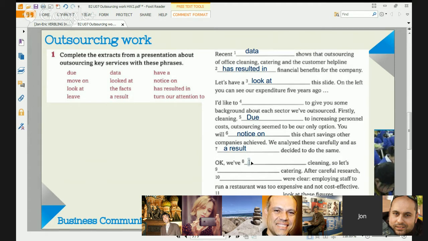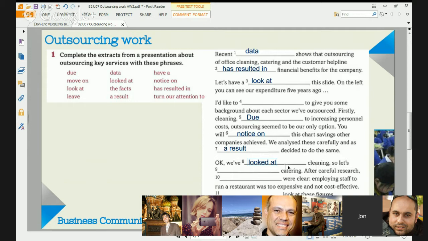What have we already done in the presentation so far? What have we already talked about so far? Have we talked about cleaning? No. We haven't talked about cleaning? We have already talked about cleaning. It's true. So what's the key word we need? We've looked at cleaning. Perfect. Because this is a presentation, we can use visual words like looked at.